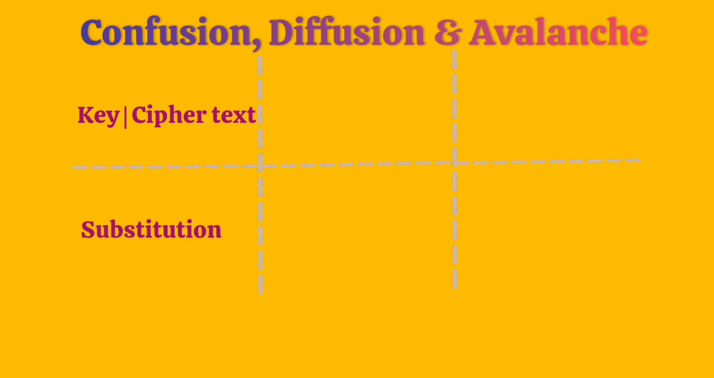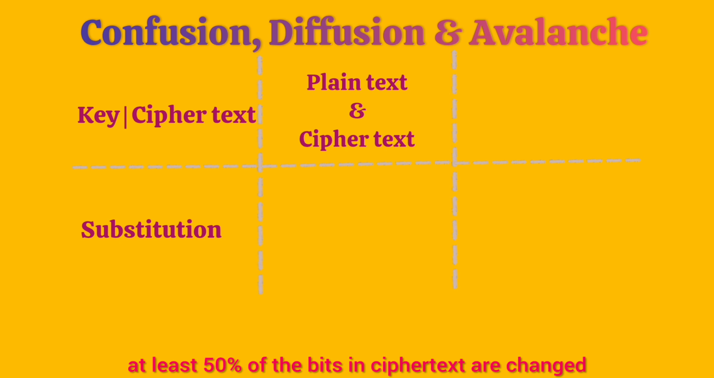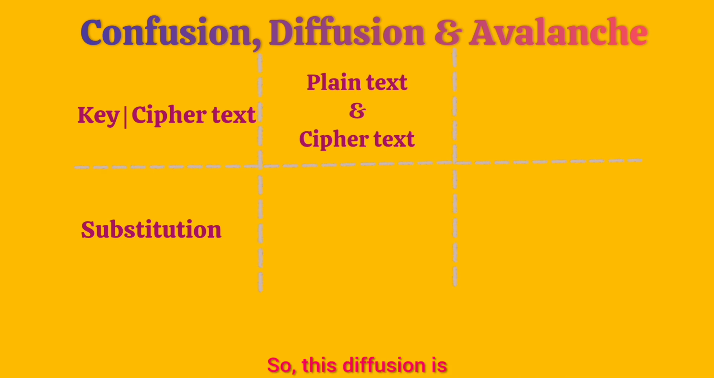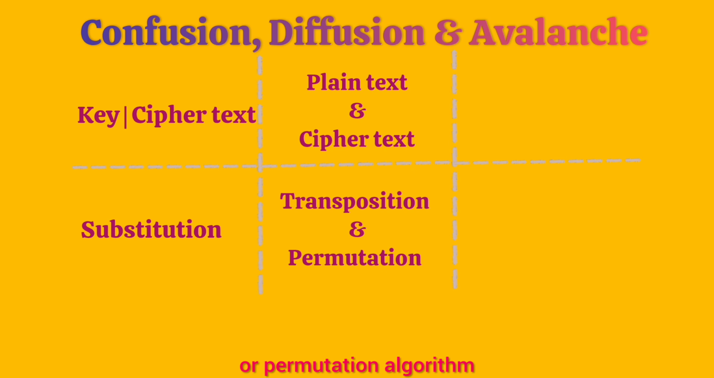And diffusion, this is mainly focused on the relationship between the plain text and the ciphertext. So for example, if a single value of the plain text is changed, at least 50% of the bits in the ciphertext are changed. So this diffusion is attained or made possible through a transposition or permutation algorithm.